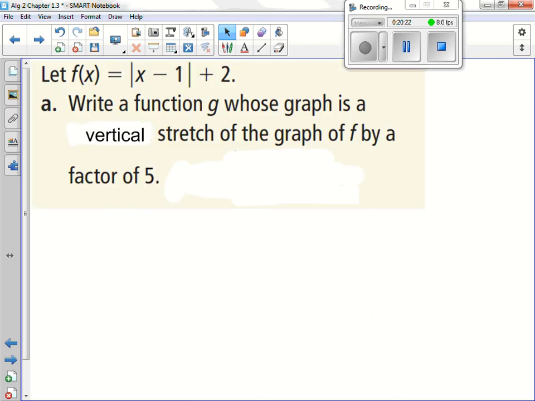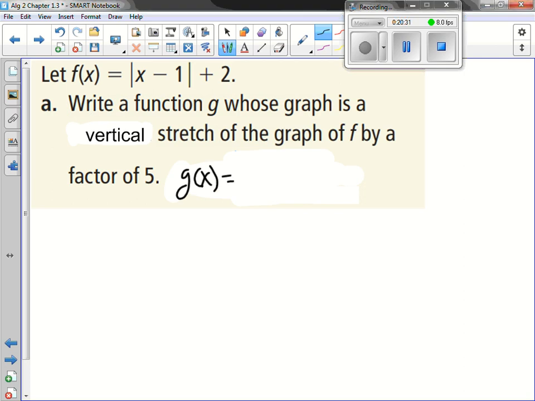So we're looking at another one here. We have a vertical stretch of the graph by a factor of 5. So again, a vertical stretch. What we're doing is multiplying the function f of x by 5. So we're doing 5 f of x. We're increasing everything by a factor of 5.